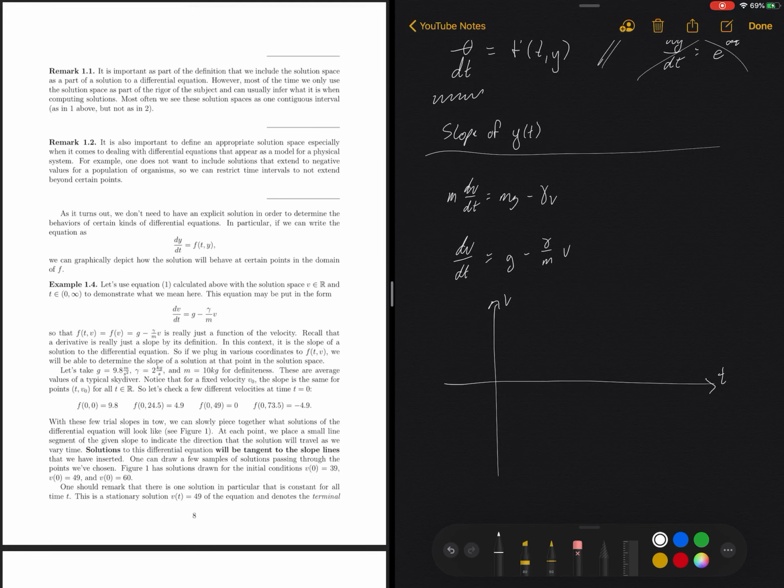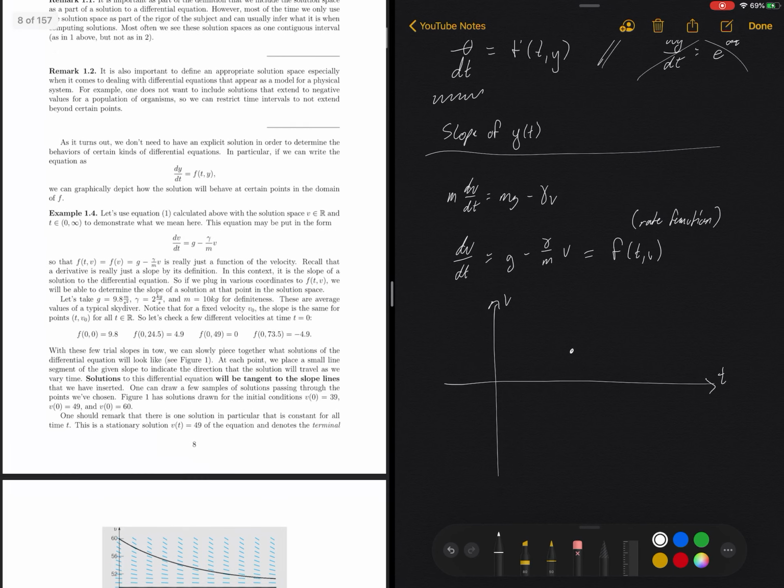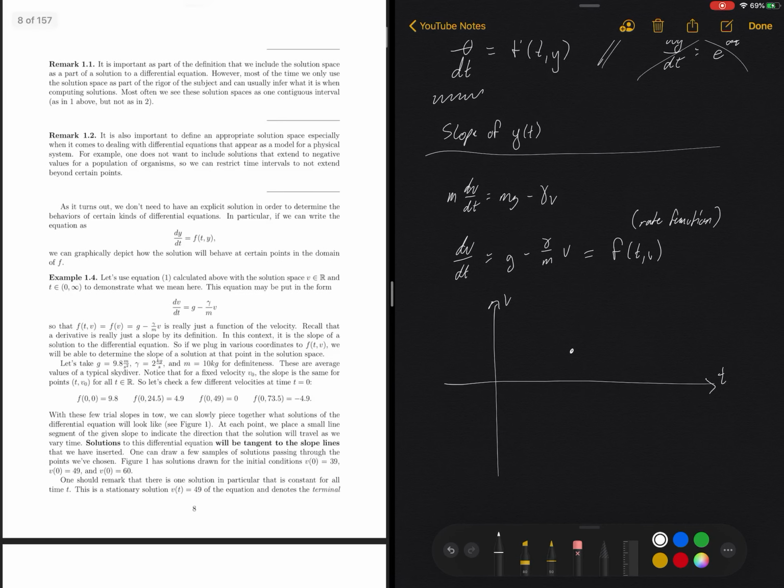I can see that if I plot v versus t, then at any point in this t-v plane there is a derivative associated with this function, which would be f of t, v. But really we're ignoring this t term. This function does not actually depend on t explicitly, but we include it in what's called the rate function. So this is called a rate function, but it is acting as a slope.